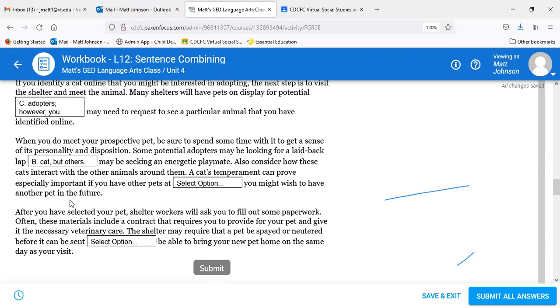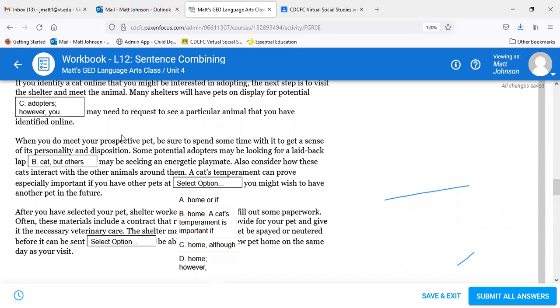Also consider how these cats interact with the other animals around them. A cat's temperament can prove especially important if you have other pets at home. Tracy, what do you want to use here?